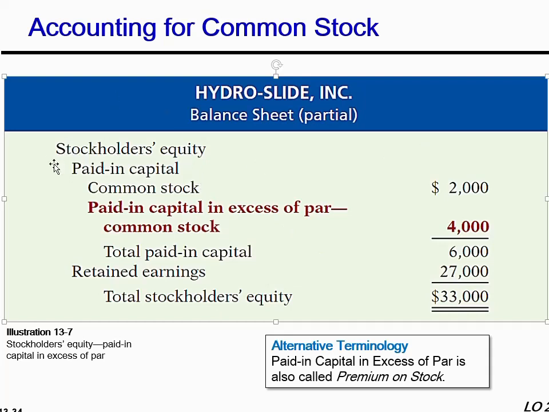So under the stockholders' equity, firstly we mention the first head, paid in capital. Under the paid in capital, we mention the common stock. Common stock is reported at par value, and then paid in capital in excess of par, common stock. By adding these two, we get total paid in capital. And after that, we mention the second part of the stockholders' equity, that is retained earnings. These are hypothetical figures. They are not the real figures relevant to the previous example.